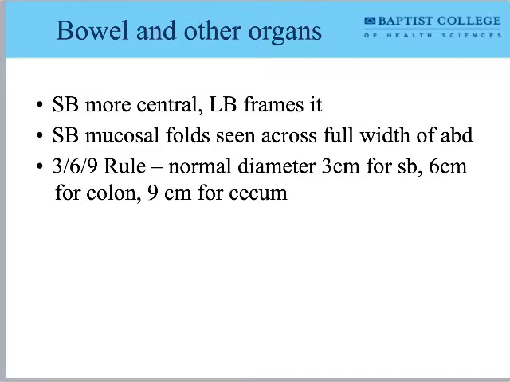Small bowel mucosal folds will be seen kind of across the full width of the abdomen. For the large bowel, it's kind of more variable, and that can be a little frustrating in terms of looking at the large bowel. And the 3-6-9 rule is helpful because it tells us what the normal diameter should be for things, so the physicians can measure this on PACS in the workstation and determine whether or not the measurements are within normal ranges. But normal diameter for small bowel should be 3 centimeters, 6 centimeters for the colon, and 9 centimeters for the cecum.